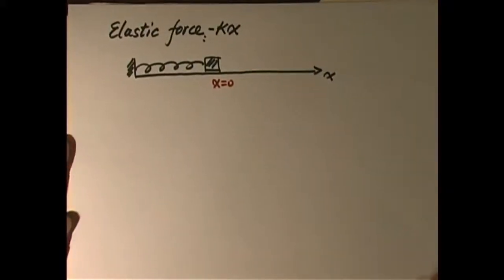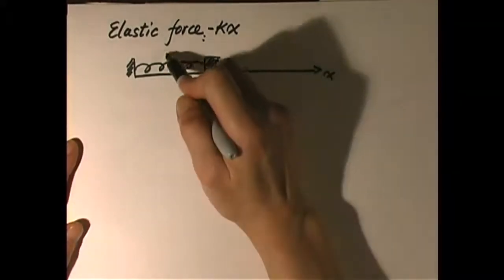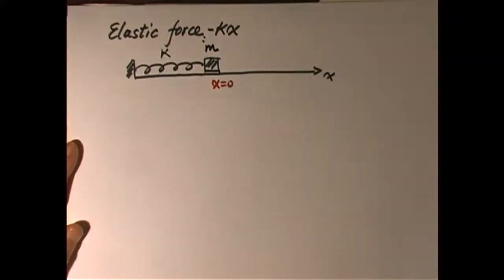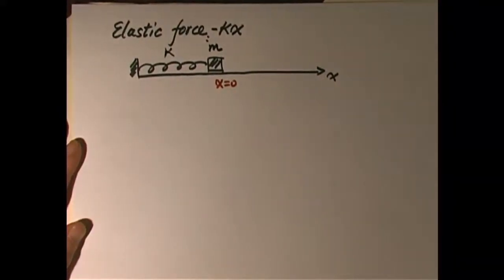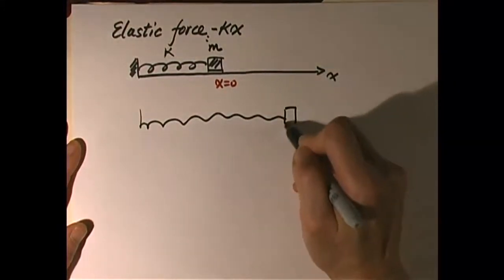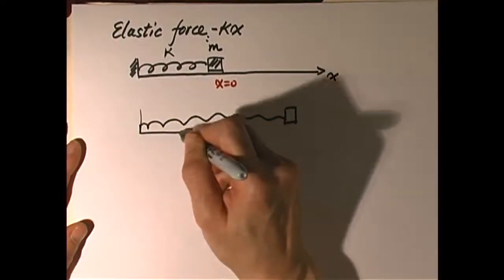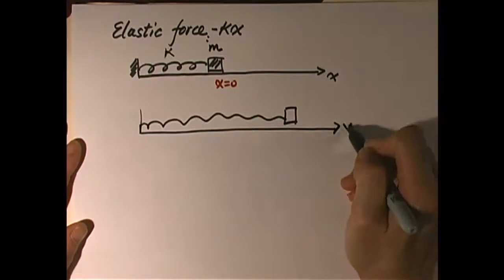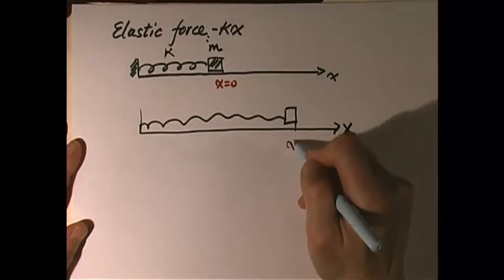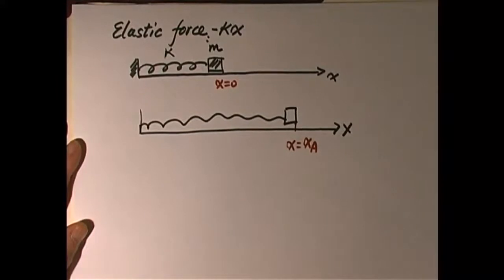Let's look at elastic force, negative kx. This is a spring constant k, and the block has mass m. Right now, the location is x equal to 0. Imagine that we move the block to somewhere here. Let's say this is a meters away from the origin. So this is the x-axis. So right now the location is right here, x equals x of a, that's a meters away from the origin.